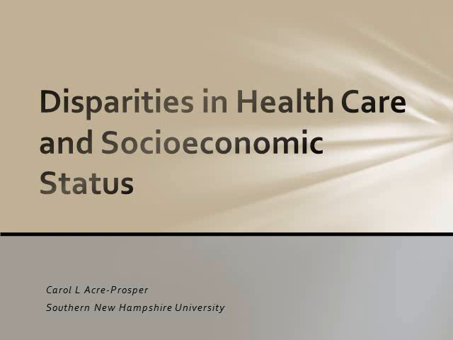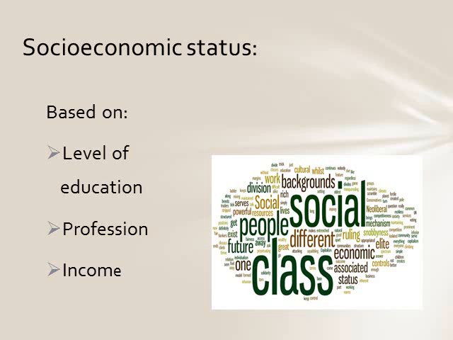Depending on one's socioeconomic status, their access to resources and the availability of opportunities for improvement can be quite varied and at times inequitable. A person's socioeconomic status is generally based on three components: their level of education, their profession, and their income.